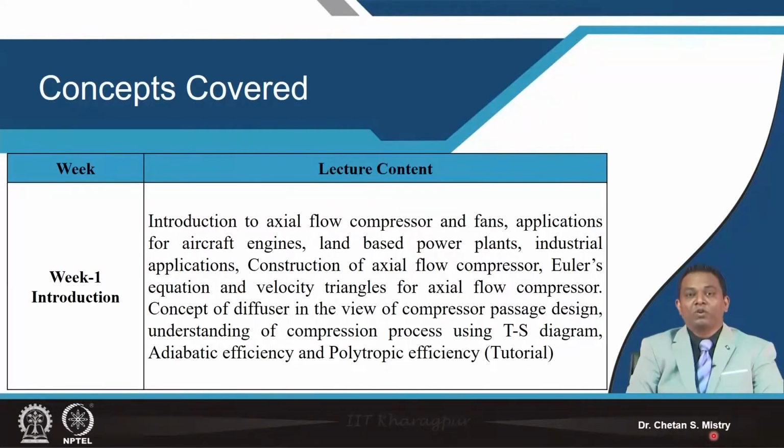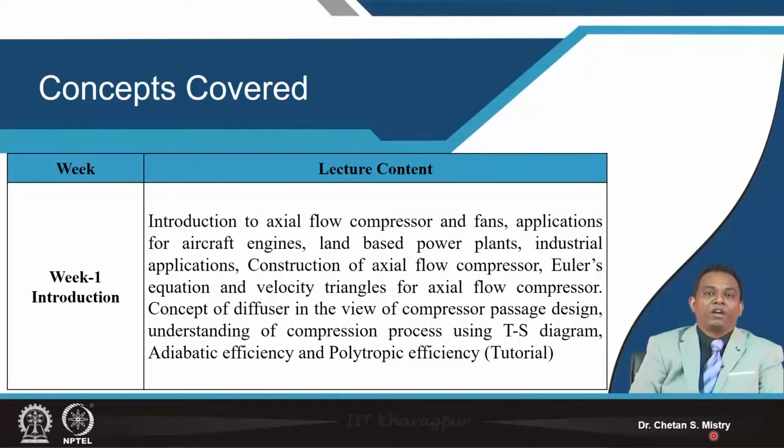Then we started discussing the process of compression on the TS diagram. We discussed very important parameters called adiabatic efficiency and polytropic efficiency, and we realized that adiabatic efficiency is related to the overall stage of the compressor, and polytropic efficiency is related to the individual stage.